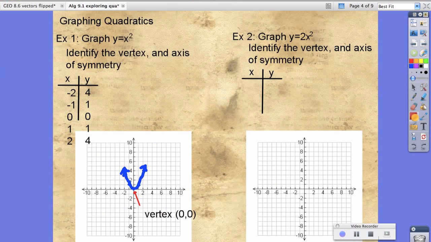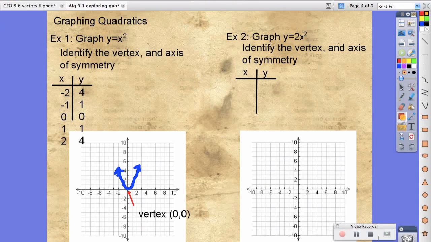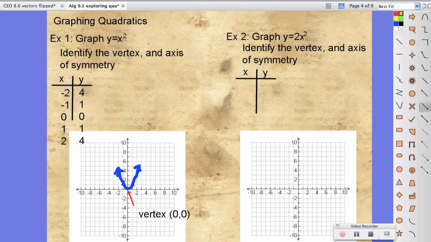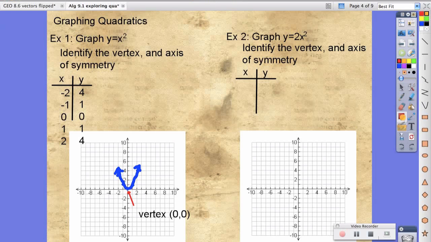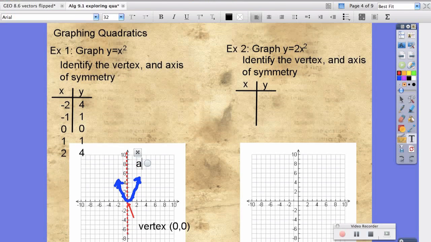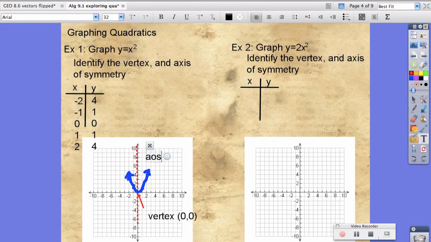Now our axis of symmetry is the line that we can draw to cut this thing in half. And that axis of symmetry will typically go through the vertex. So in this instance, it's this line right here. I'm going to say the AOS, axis of symmetry, is x equals 0, because that's the equation of a line for the axis of symmetry. Notice it goes through the vertex at 0 as well.